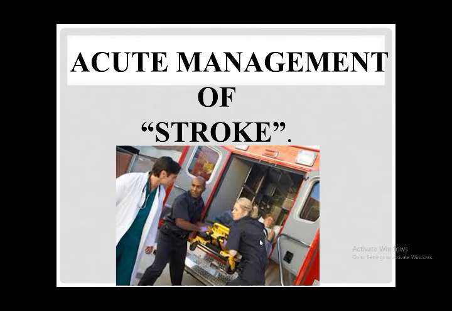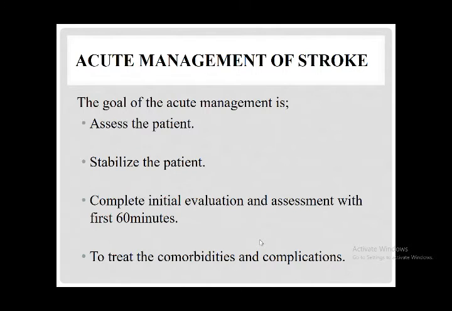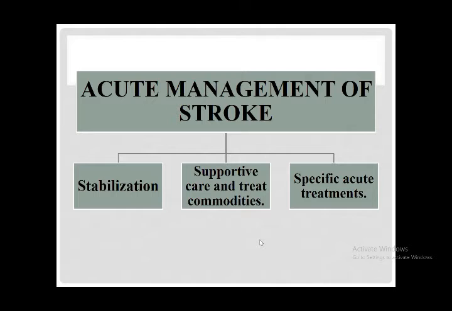So in acute management of a stroke, the goal is to assess the patient, stabilize the patient, complete initial evaluation and assessment within the first 60 minutes, and to treat the comorbidities and complications. You have to complete initial evaluation and assessment within the first 60 minutes, and you have to decide on the acute specific therapies within 1 hour of onset of stroke. Initial stabilization, supportive care, treating comorbidities, and specific acute treatments.